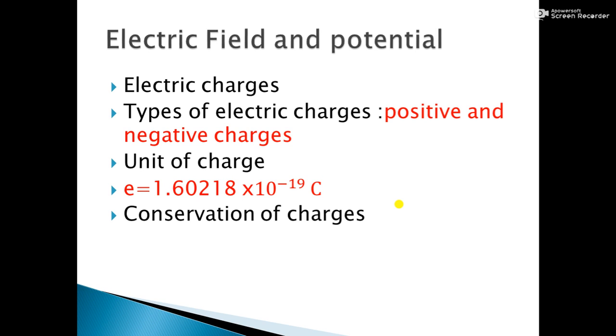Unit of charge is coulomb, and the charge on one proton is e equal to 1.60218 into 10 raised to power minus 19 coulomb. This is negative for electron. The charge of an isolated system is conserved. It is possible to create or destroy charged particles, but it is not possible to create or destroy net charges.